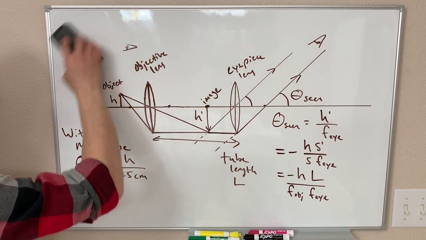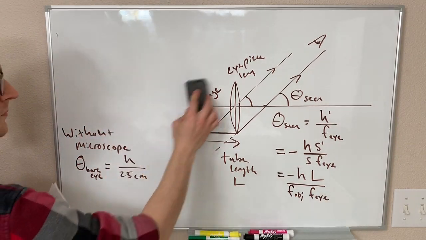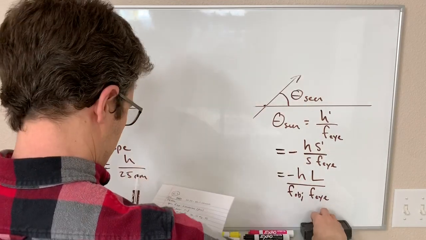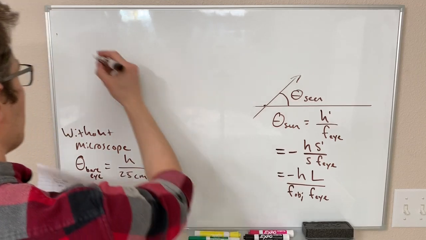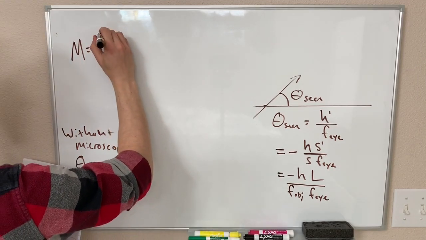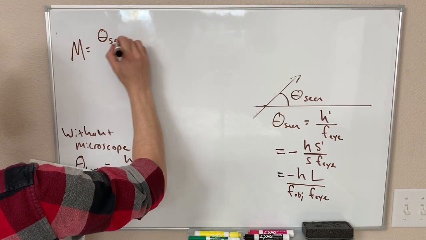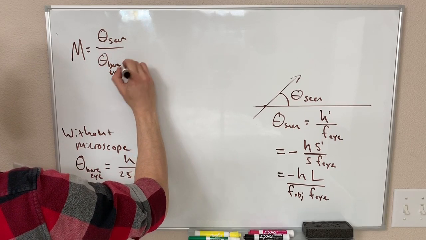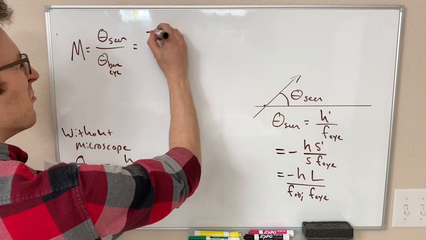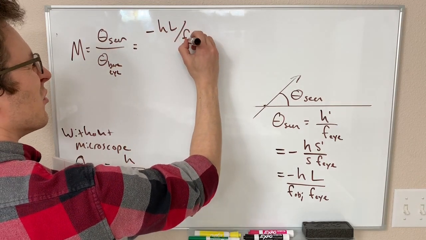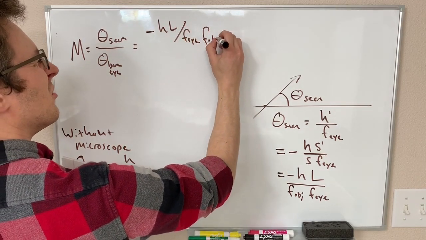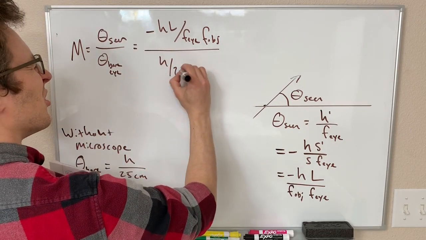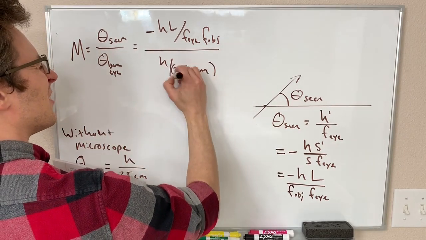I'm going to sadly erase our microscope here so we can do this division. And we get the following. Our magnification is equal to theta seen over theta bare eye. So that is equal to minus hL over our two focal lengths divided by h over 25 centimeters.